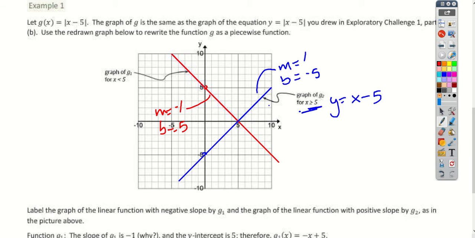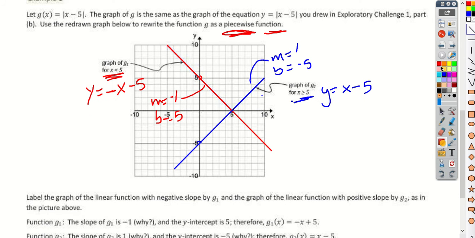And so any value of x that's less than 5, not equal to 5, but less than 5, is going to follow the line y equals -1x, or -x minus 5. And so these are the pieces of our function that create this graph, that graph.